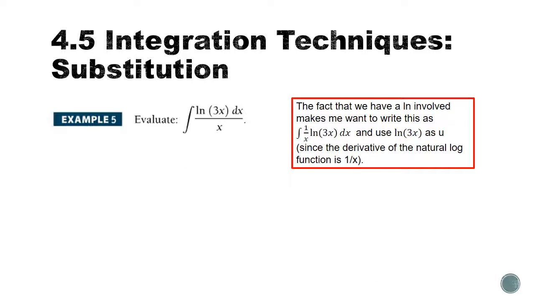Hint on this one, the fact that we have a natural log involved makes me want to write this, first of all, as 1 over x times the natural log of 3x dx. I also want to use the natural log of 3x as u because I know that the derivative of natural log is 1 over x. So I think that's going to help me out some. So let's give this a try. Let's make u natural log of 3x. Pause the recording, give it a try, and resume to check your answer.